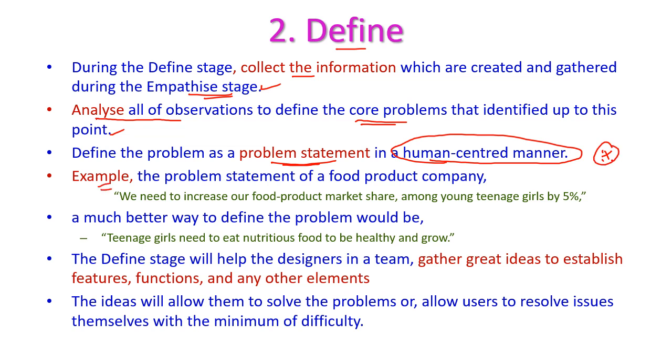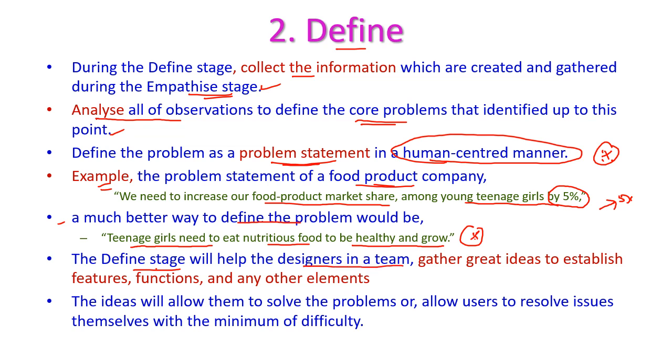For example, a problem statement of a food product company may be: we need to increase our food product market share among young teenage girls by up to 5%. A much better way to define the problem is to rewrite the statement: teenage girls need to eat nutritious food to be healthy and grow. So the statement should be human-centered. This stage helps the designers in a team gather great ideas to establish features, functions and any other elements. The ideas will allow them to solve the problems or allow users to resolve issues themselves with a minimum of difficulties.